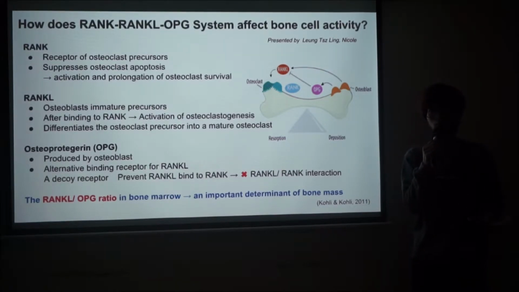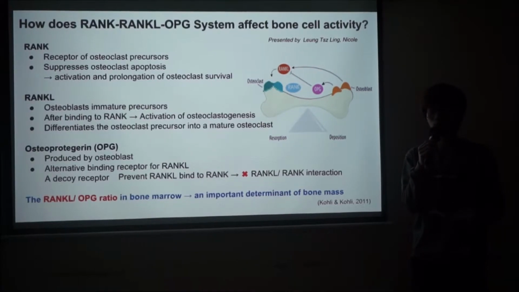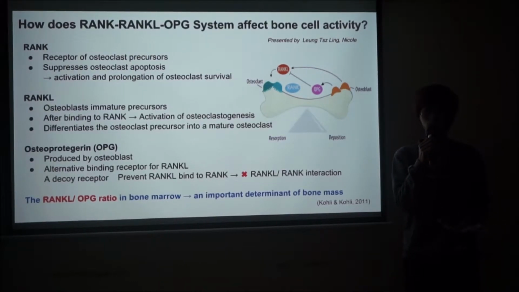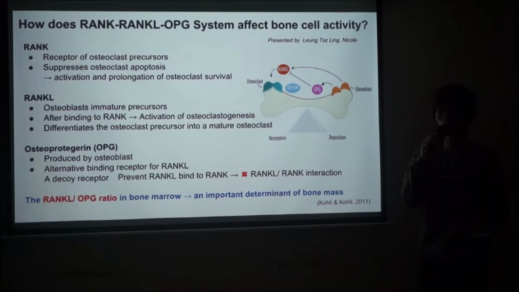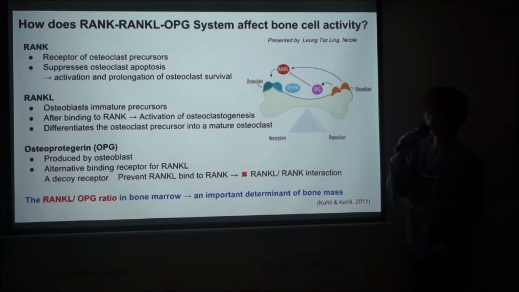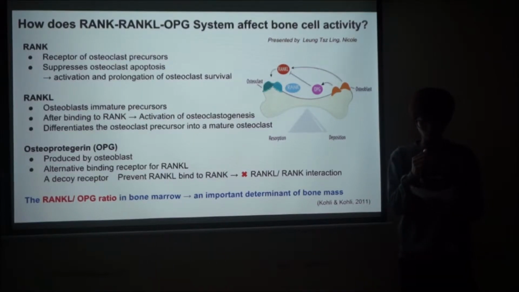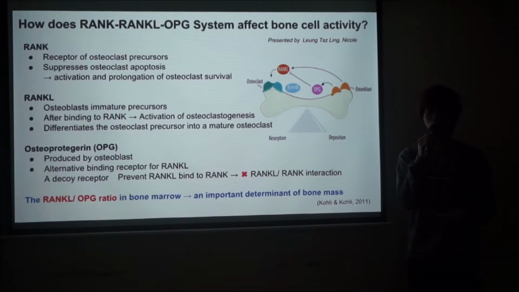When L binds to K, it will activate osteoclastogenesis. Therefore, it will differentiate the osteoclast precursor into a mature osteoclast. OPG is produced by osteoblasts. It is an alternative binding receptor for L. The optimal condition is OPG binding to L. It can prevent L from binding to K, therefore decreasing the L-K interaction. It is clear that the L-OPG ratio is an important determinant of bone mass.